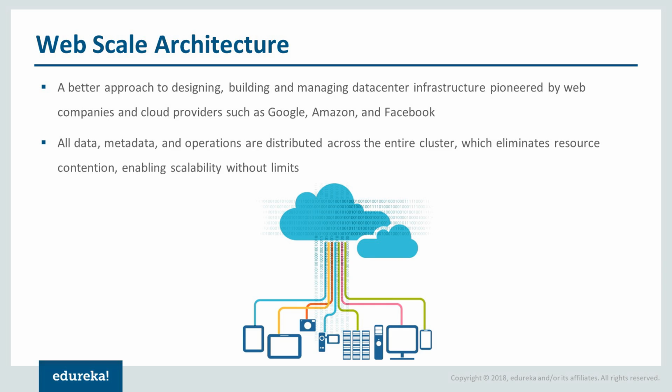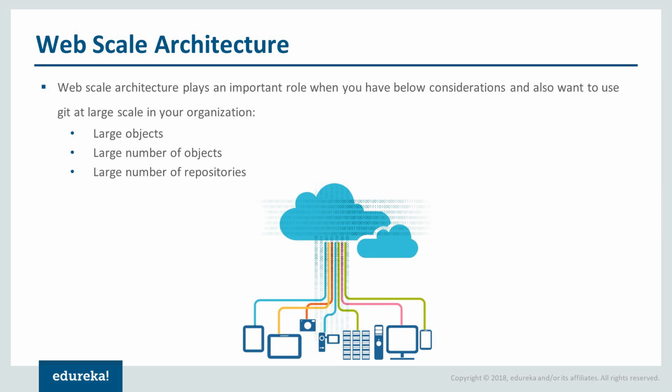So what this web scale architecture will do is eliminate resource contention and enable scalability without limits. This is again the scene behind the big data architecture that is happening these days. So it plays a very important role if you want to use Git at large scale in your organization, for example, with large objects, a large number of objects, or a large number of repositories. GitHub is again an example of this web scale architecture.